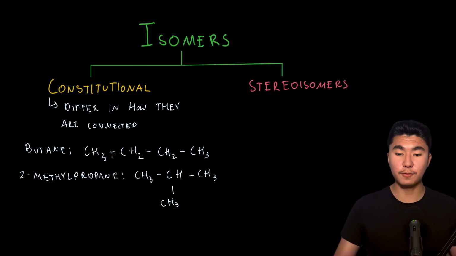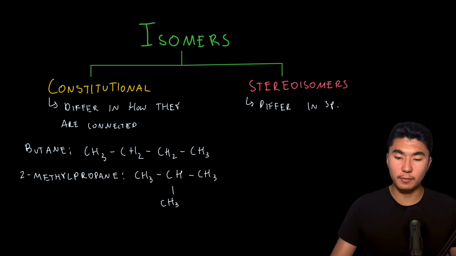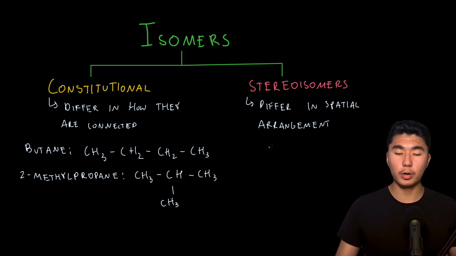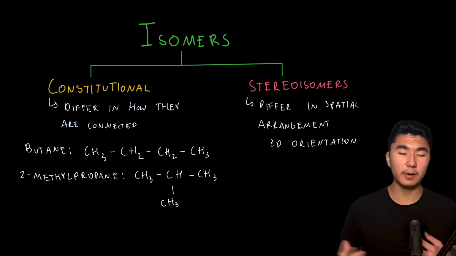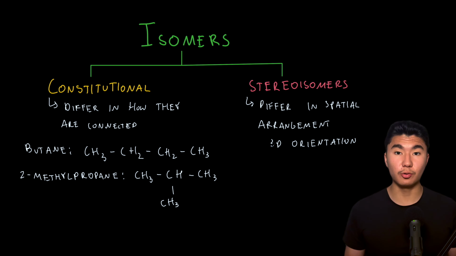Now, this is different from stereoisomers, and stereoisomers will differ in spatial arrangement, or in their 3D orientation, just to summarize. Now, unlike constitutional isomers, stereoisomers will have the same connectivity. It's just they differ in their spatial arrangement or their 3D orientation.